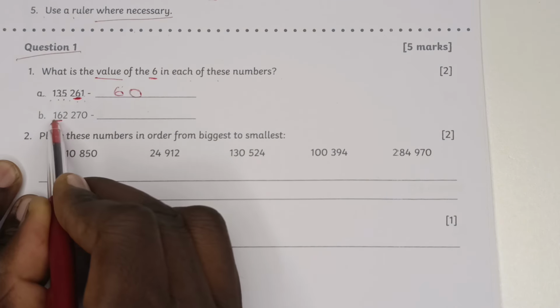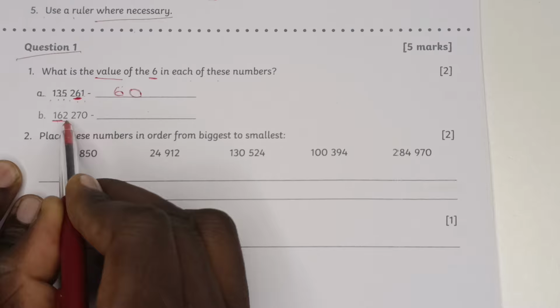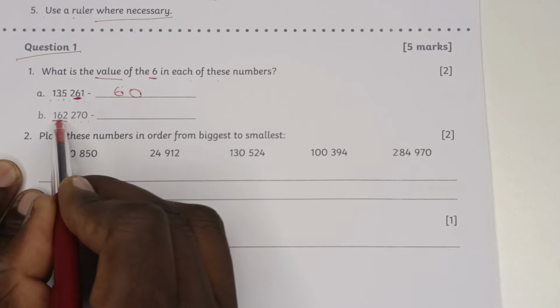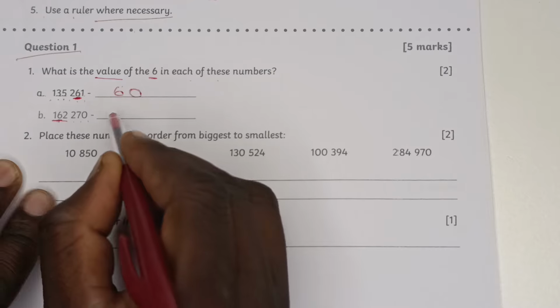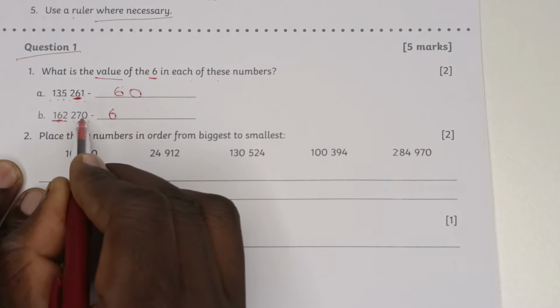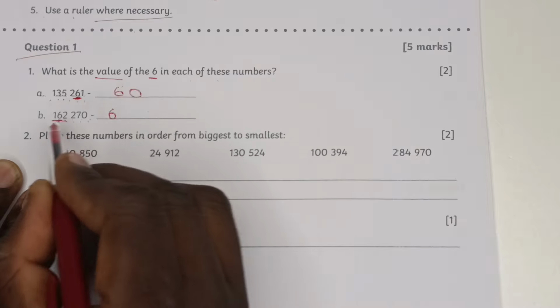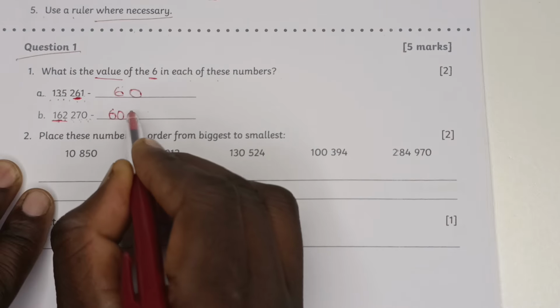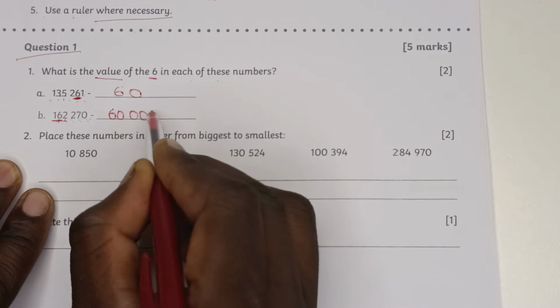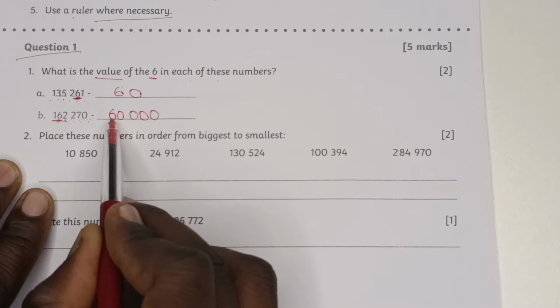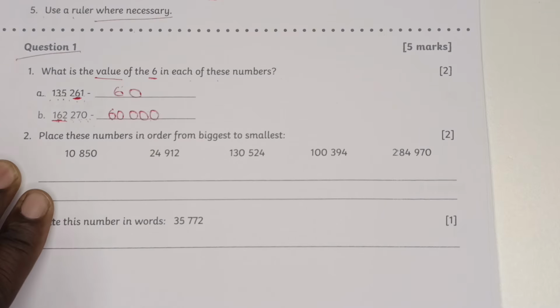So here we have got 122,270. So the value of 6 here is 6. And then how many numbers behind 6? 1, 2, 3, 4. So it means we're going to have 4 zeros. So the value of 6 here is 60,000.